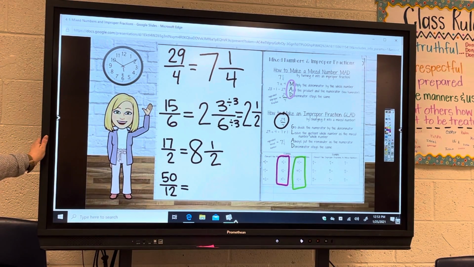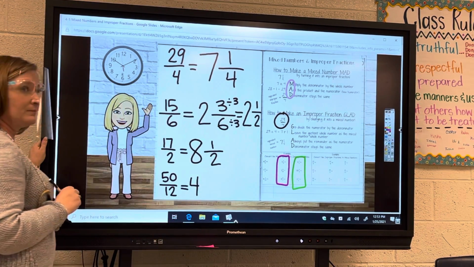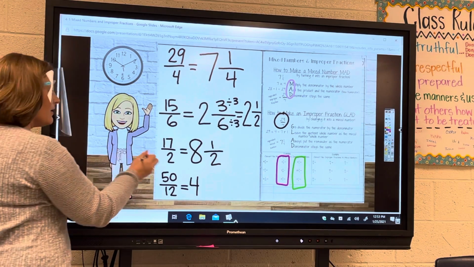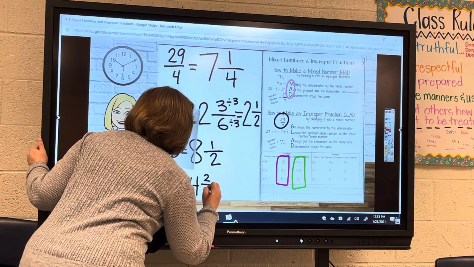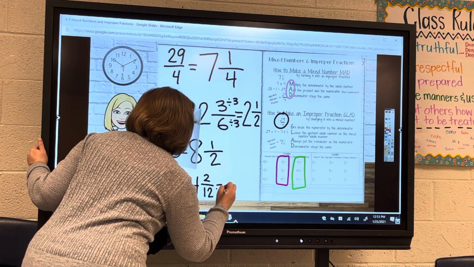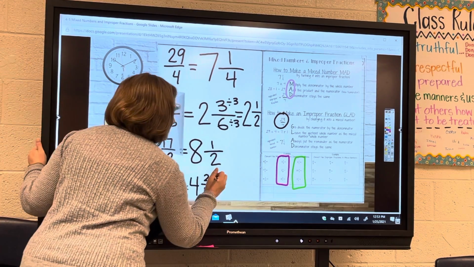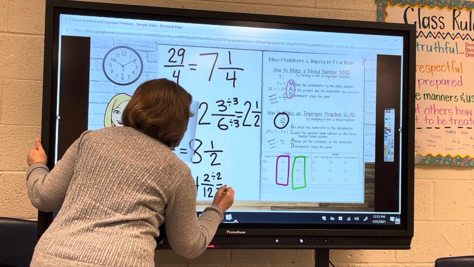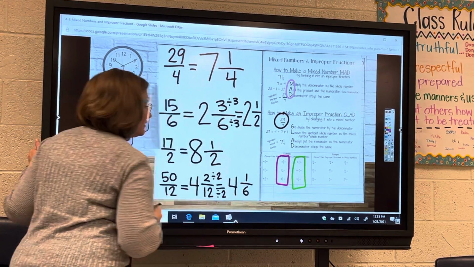How many times will 12 go into 50? It'll be 4, because 4 times 12 is 48. How many are left over? 2. What's my denominator? 12. Can I simplify 2 12ths? Yeah. What can I divide by? 2. 2 divided by 2 is 1, 12 divided by 2 is 6.